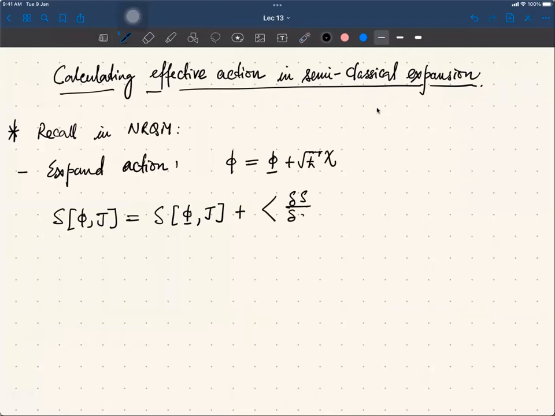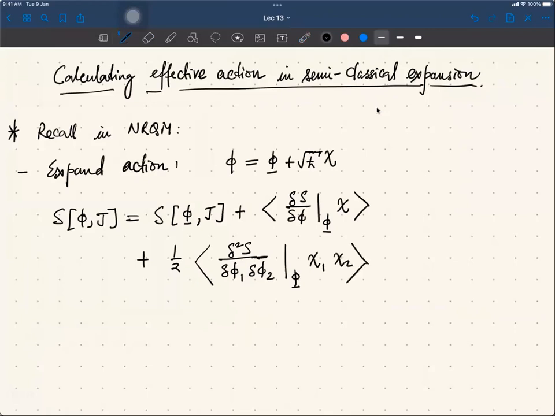And then del S by del phi calculated at phi lower bar times chi, plus half del 2 S by del phi at x1, del phi at x2, calculated at phi lower bar, then chi at x1, chi at x2, and integrate over 1 and 2, and so on. And this linear part is going to be 0 when I choose phi lower bar to be a classical solution.